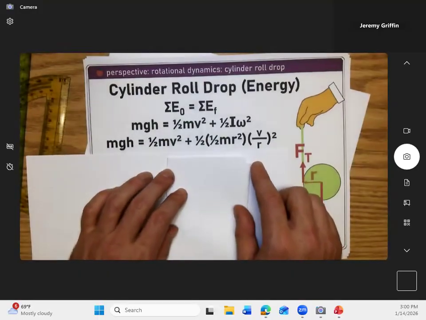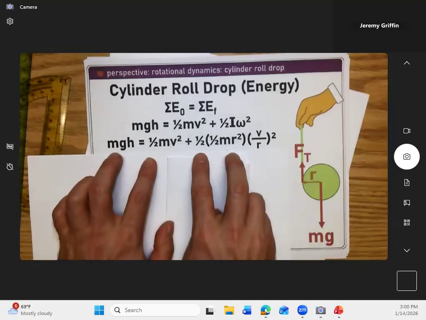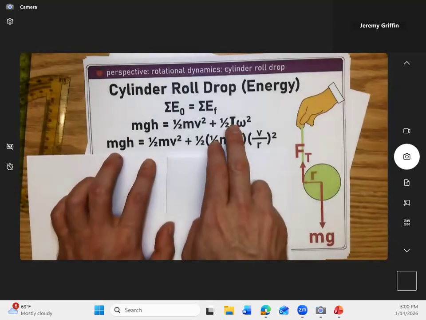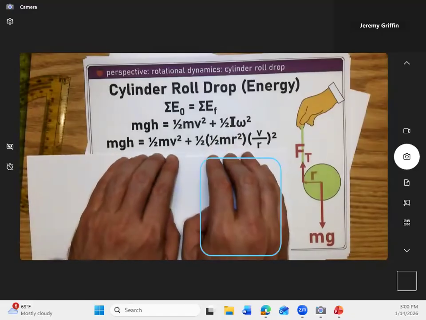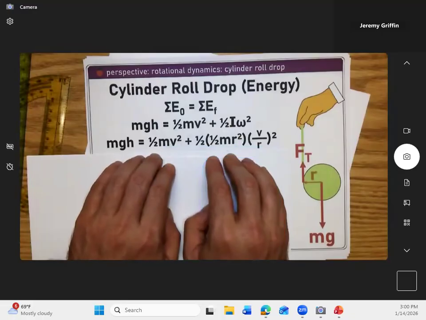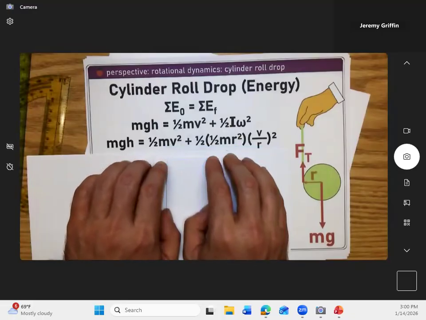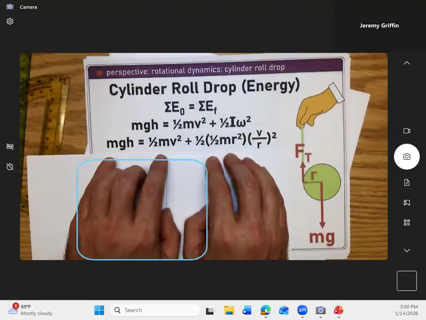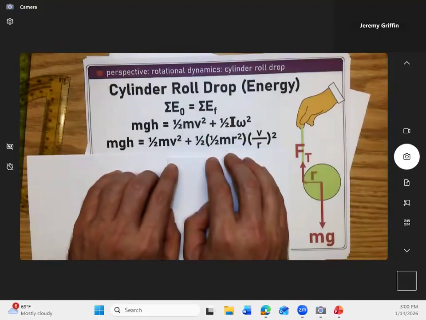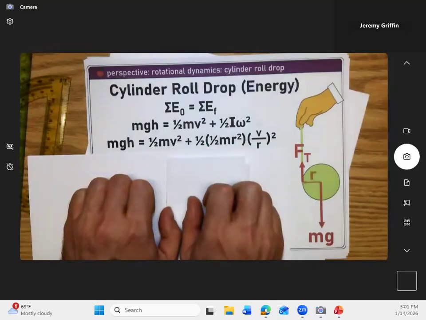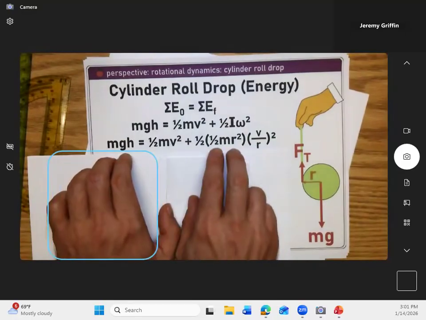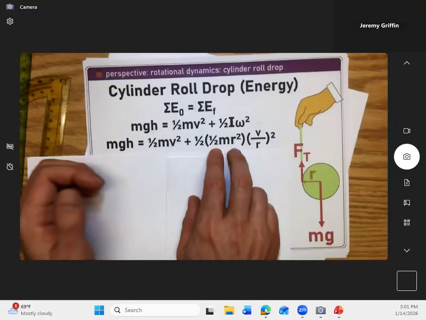Okay. How about this? I did another substitution. I substitute for I, one half mr squared. Guys, look at this line right here. Again, critical thinking. I just want you guys to see the big picture here. What's one variable you think cancels out? Here's a hint: I see mass. One, two, three terms. If they all have something in common, they can cancel out.